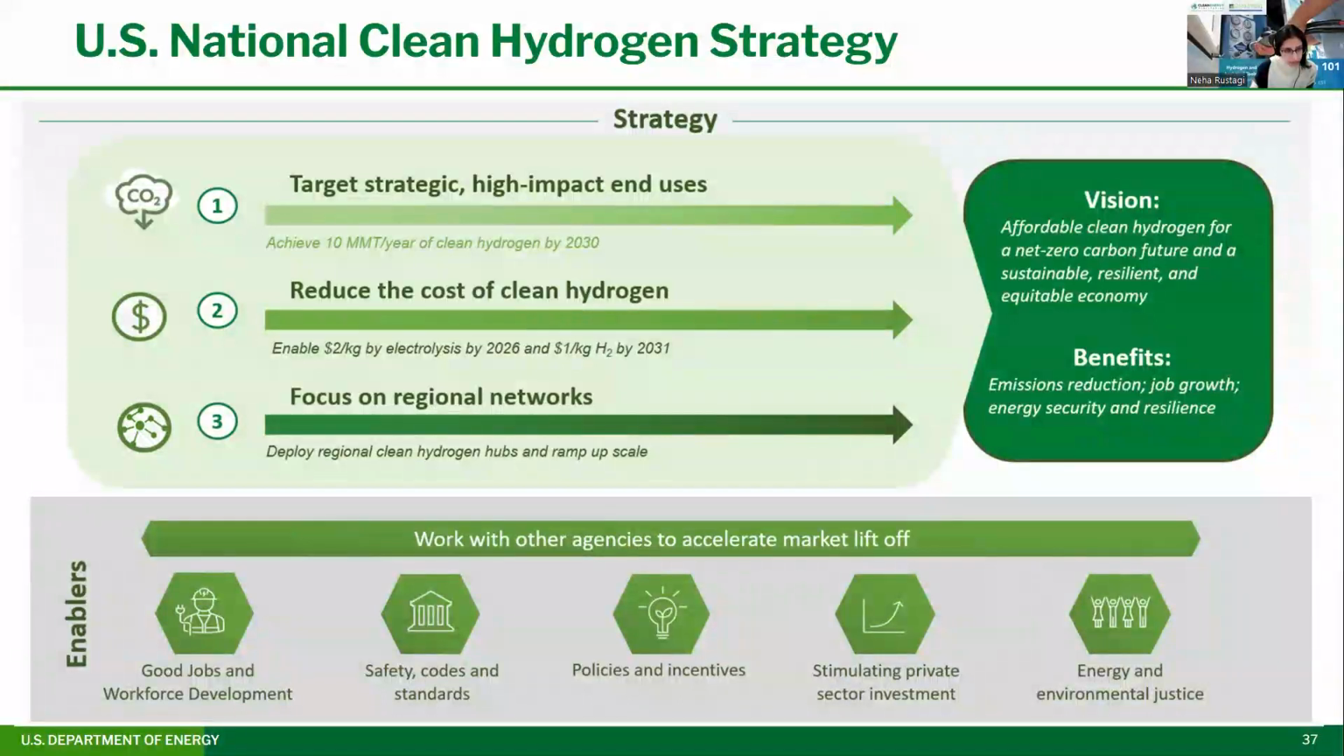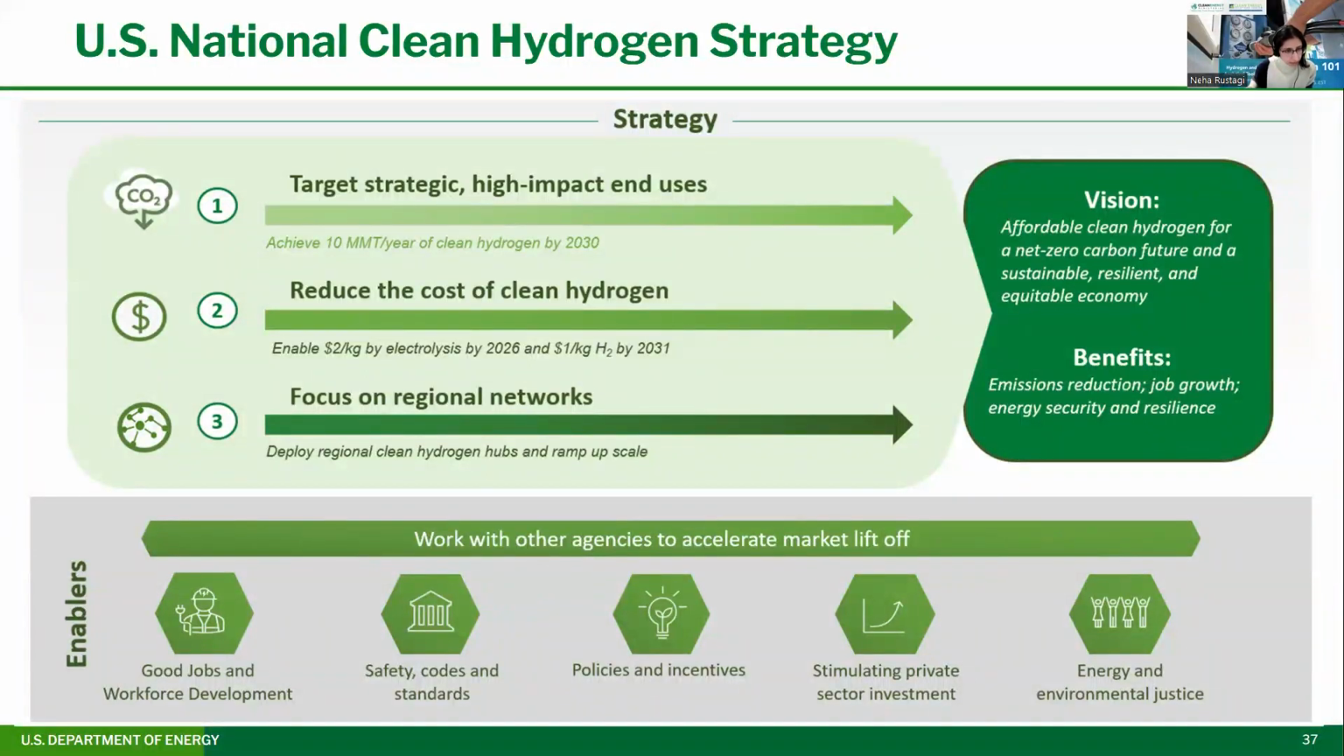The second is to lower the cost of clean hydrogen. In support of this, we have targets for both hydrogen production as well as hydrogen infrastructure. And then the third is to focus initially on regional networks. The point of this is to minimize the cost of capital intensive infrastructure in the early years, and then eventually have networks that can be connected with larger scale infrastructure in the longer term.